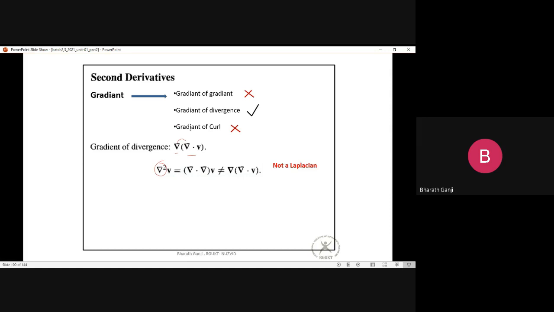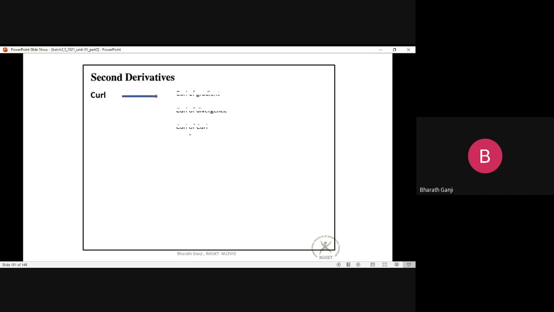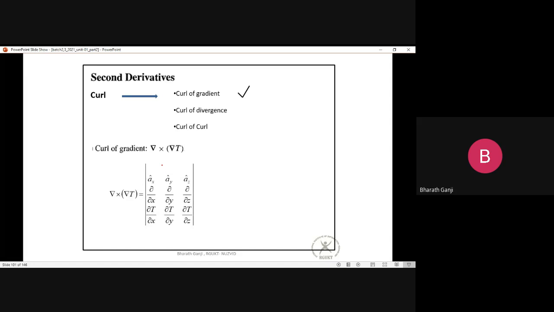Okay, so can I take gradient of curl? No, you cannot take gradient of curl because curl gives you a vector field, so you cannot take a gradient of it. So the last one is curl of gradient, curl of divergence and curl of curl. You can take curl of gradient because gradient gives a vector. If you take curl of any gradient function, say some function f or some t, and expand the equation of curl, you can see this expression actually goes to 0.